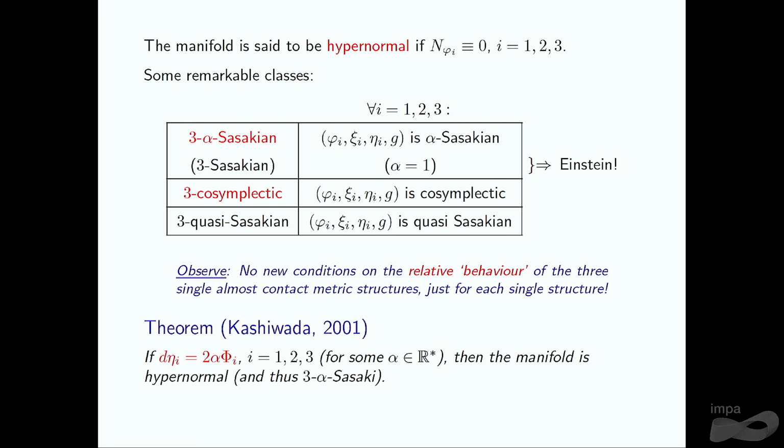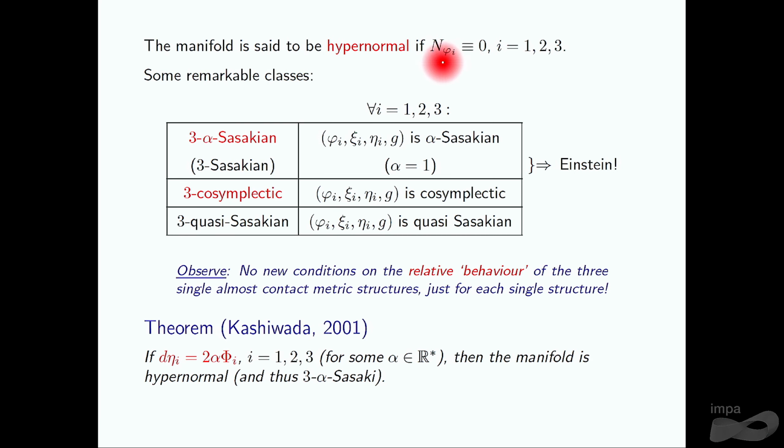And moreover, just as vanishing Nijenhuis tensor is a measure for integrability on almost complex manifolds, there is an analog on contact manifolds, namely the vanishing of the Nijenhuis tensor of this almost complex structure, which basically says that you get an integrable structure one dimension higher. Not so important. The name is slightly different because we call this a hypernormal structure. Okay, so if all three analogs of the Nijenhuis tensor vanish, here are some remarkable classes of free almost contact manifolds.